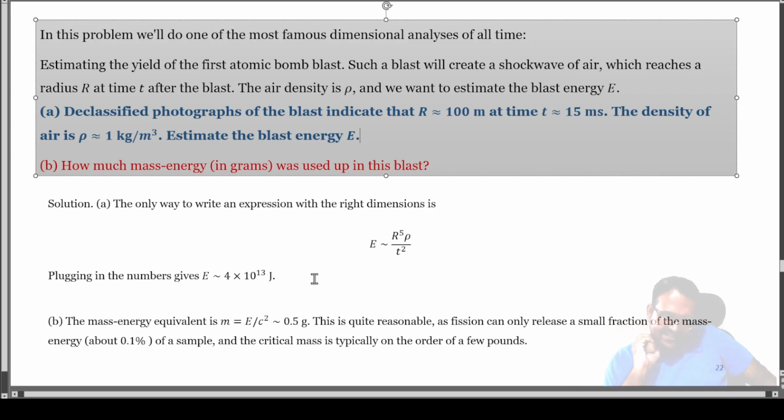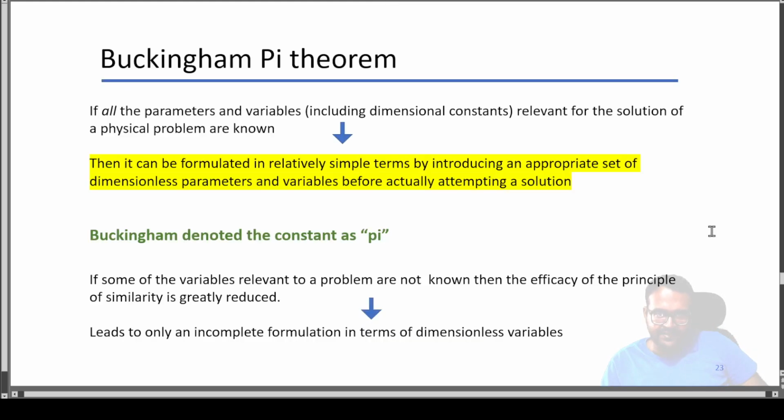That was done initially, of course. And then mass energy equivalence, you can get a very small fraction of mass was converted into energy. That much energy is equivalent to near about 0.5 gram. Okay, so we need to sum everything up quickly.